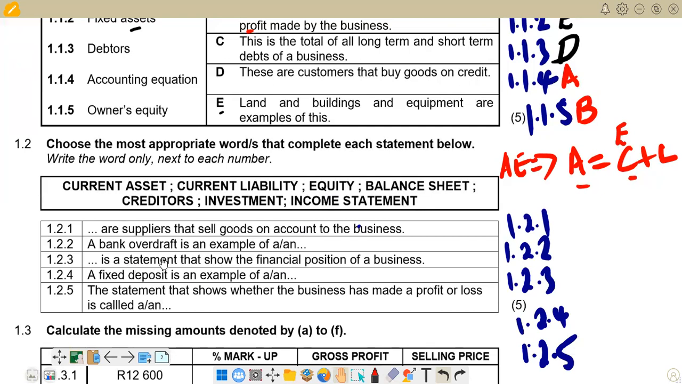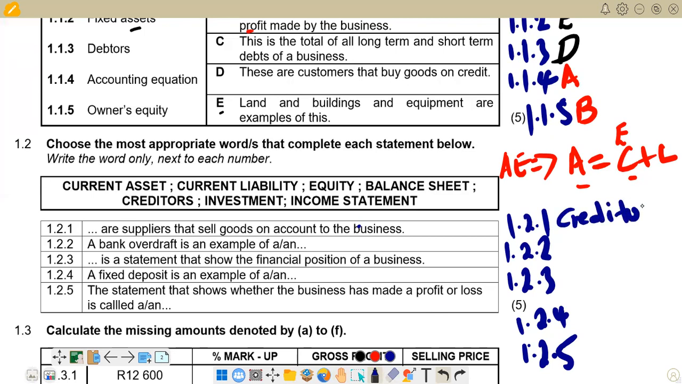Then if you go beneath that, that's where we have got 1.2.1, and it reads dash are suppliers that sell goods on account to the business. So the suppliers, they are selling goods to us as a business. So when they sell to us on credit, what do we call them? We call them creditors. These are trade payables or creditors. So here we can write our answer as creditors. So creditors, these are people or businesses that we owe money, that we bought goods from on credit. So here we have got creditors as our appropriate answer there.